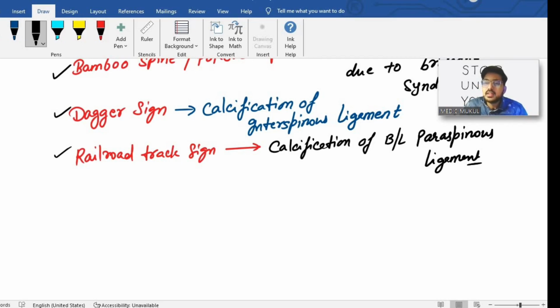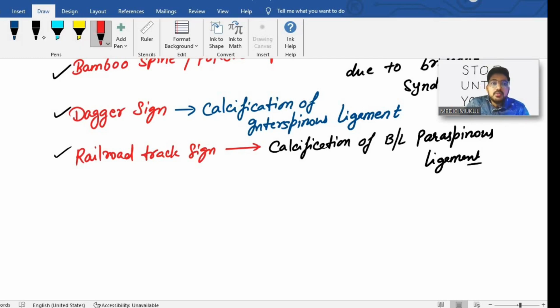These are the important signs we will be able to see in case of ankylosing spondylitis. So I hope this is clear till now, and this is all about ankylosing spondylitis.